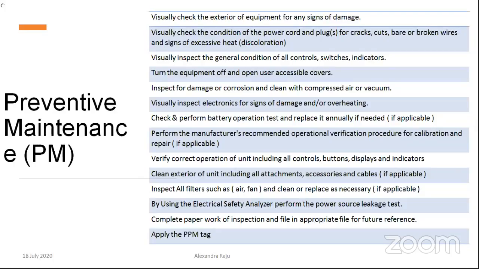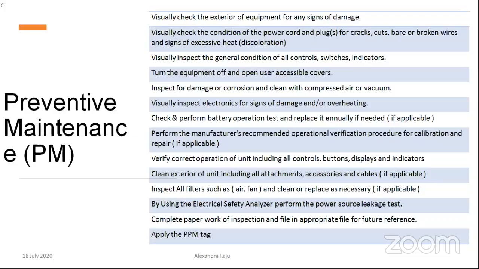So visually check the exterior of the equipment, whether there are any signs of damage. Visually check the condition of the power cord and the electrical continuity of the power cord, whether there are any cracks or breaks in the wire. And next, visually inspect the general condition and controls of switches, indicators and alarms. Turn the equipment off and open the user-accessible covers. We can open up and see whether all the connections inside are proper.